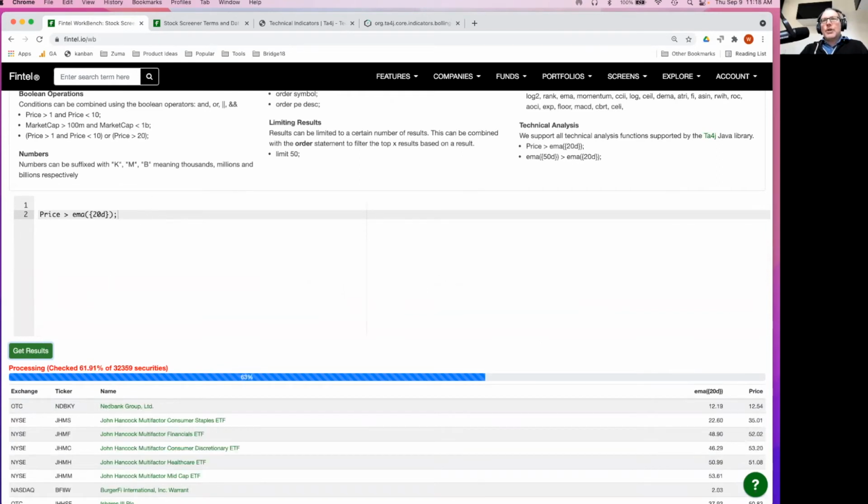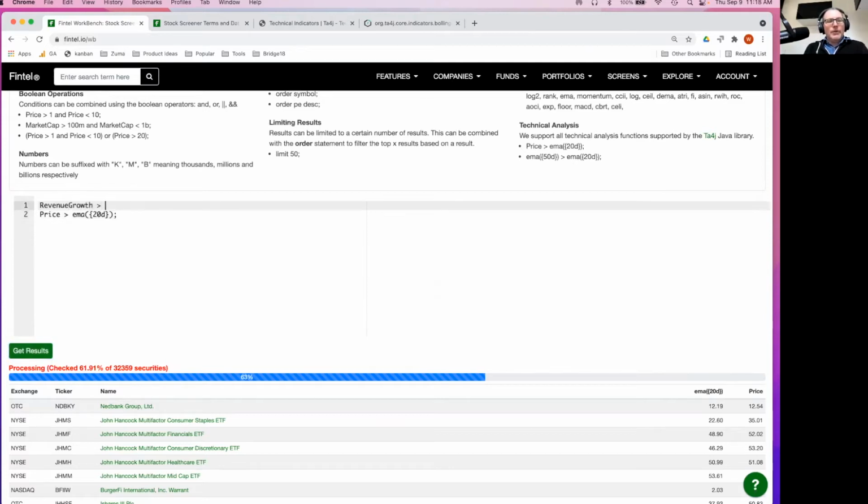Okay. Now, there was a question here. The question is, can I get a query for fetching companies with consistent revenue growth over the last few quarters? So that would be the revenue growth over 5%. This basically uses trailing 12 months. If you have an income term or a cash flow term and you put growth on the end, it's basically trailing 12 months revenue growth.